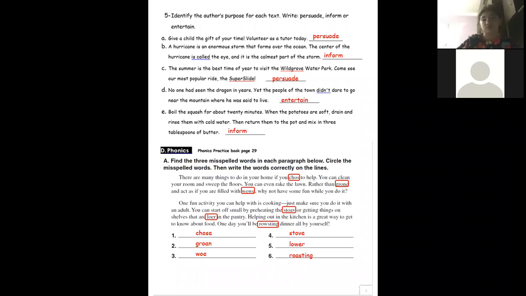One day you'll be roasting dinner all by yourself. Roasting is also wrong. You can find the solution for this worksheet on the application, and you are responsible for this worksheet for the next week, guys.